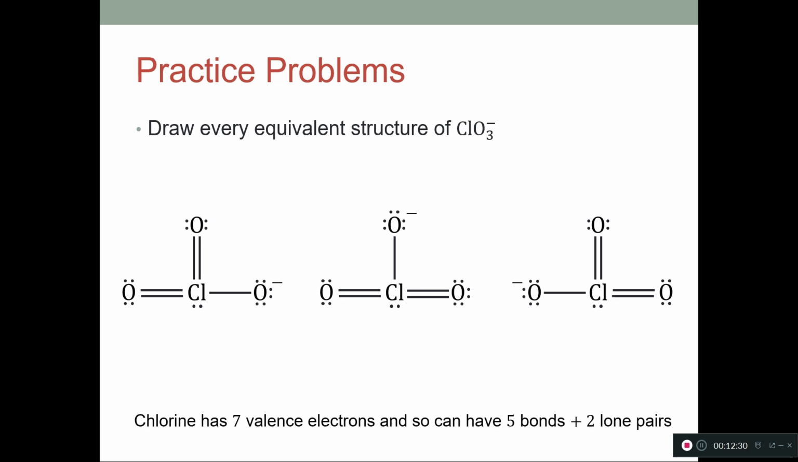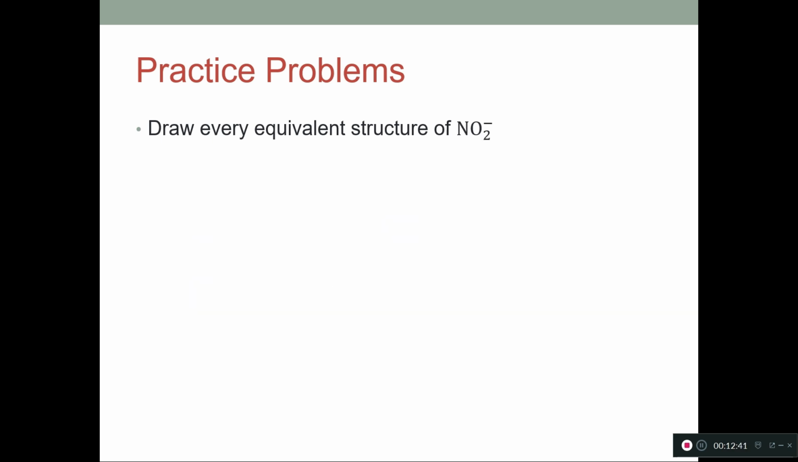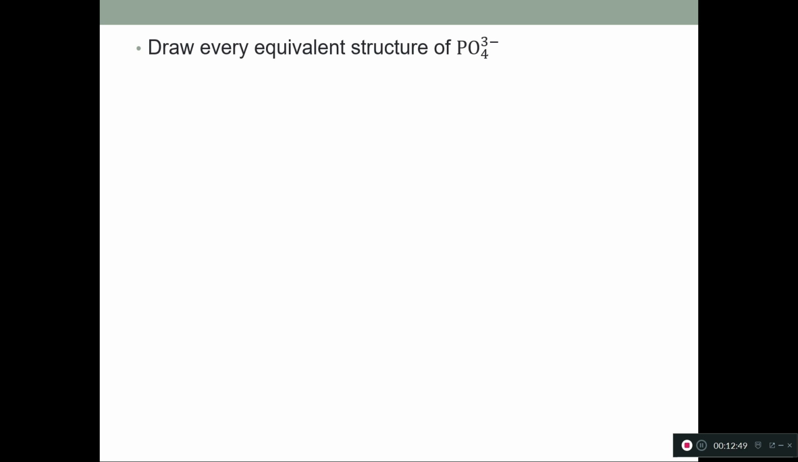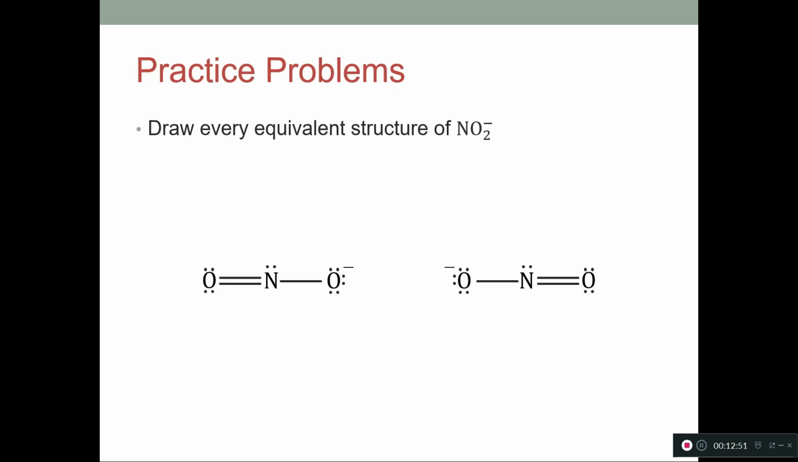These are resonance structures, and we see that chlorine has 7 valence electrons, and so it can have 5 bonds plus 2 lone pairs going to it. Then we want to do the nitrite ion, so this is NO2 minus. We can have this structure or this structure. Those are equivalent structures, and this one does not have the expanded valence. It does not break the octet rule, so we don't have to talk about how many additional bonds it can have.